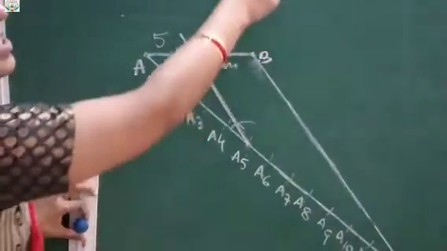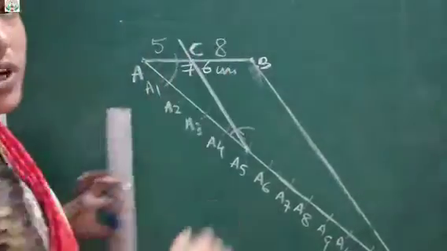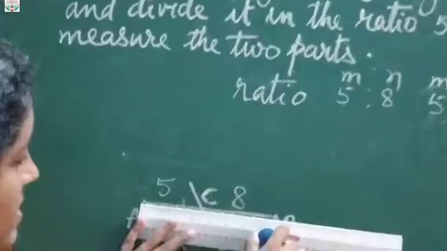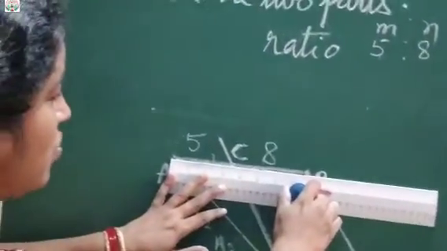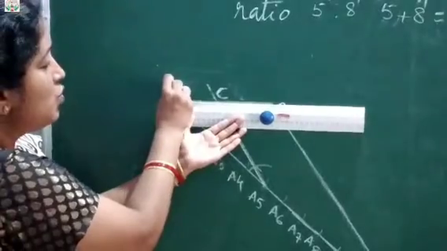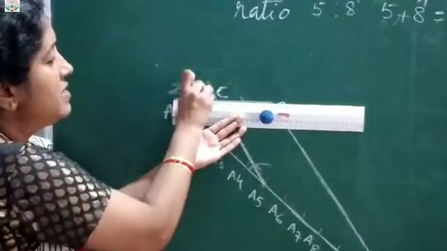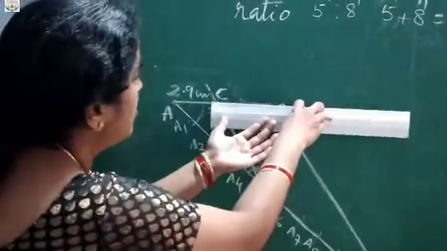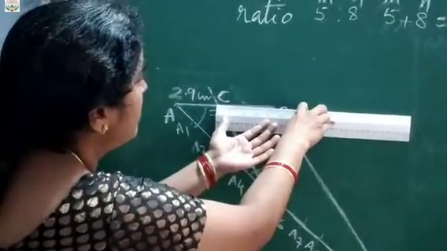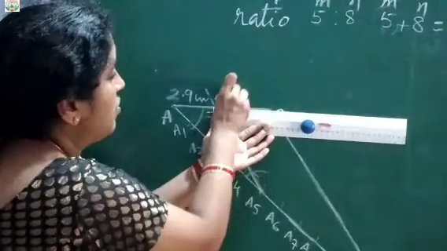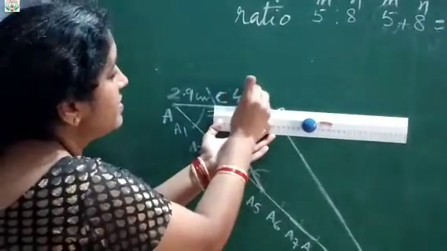Now what is given? Measure the two parts. So what will you do? Keep the scale here likewise and measure it. How much will you get? You see, 2.9 will come. This side it is 2.9 cm, and when you keep the scale on the other part and measure, it is exactly 4.7.